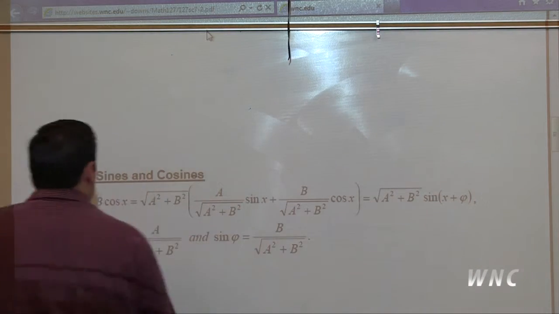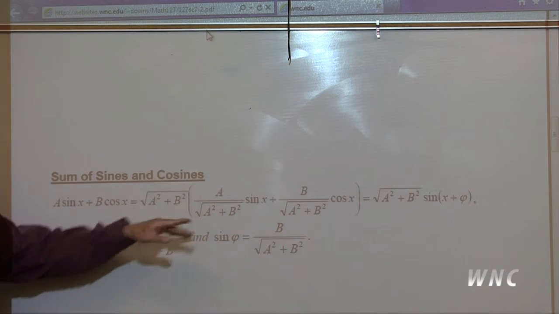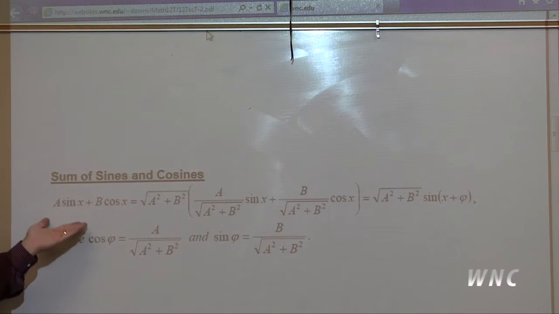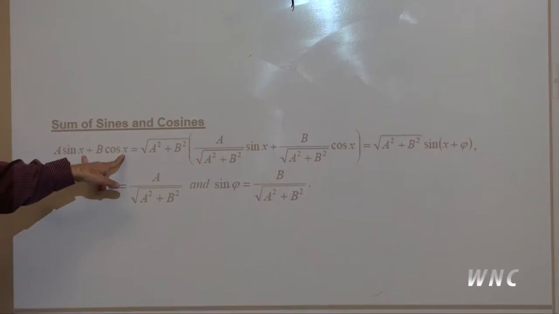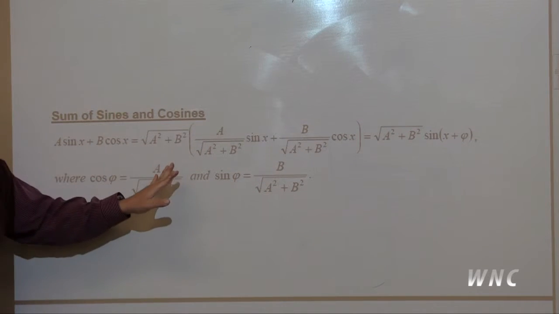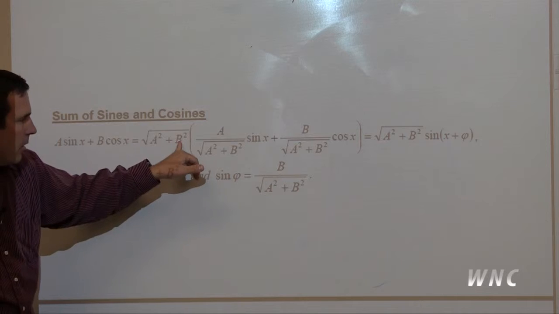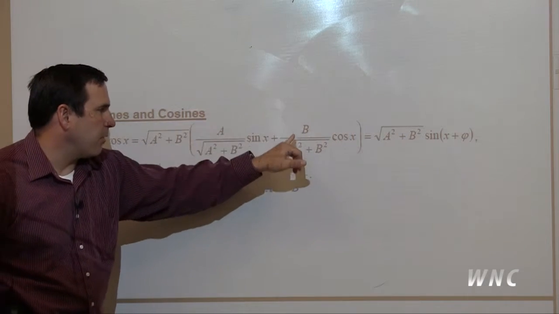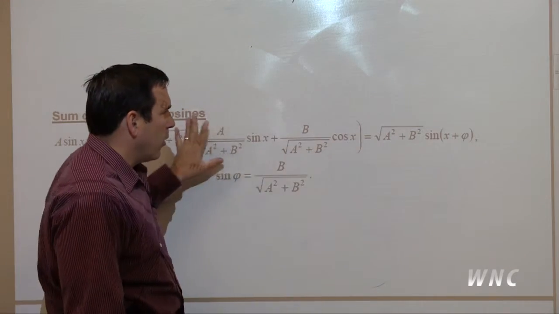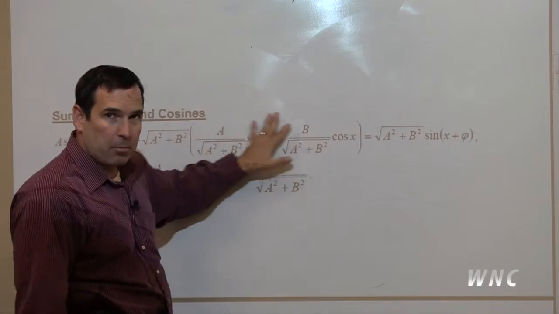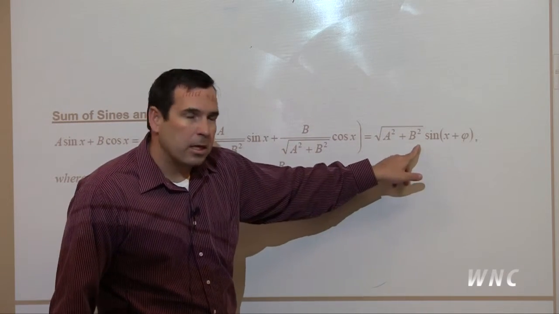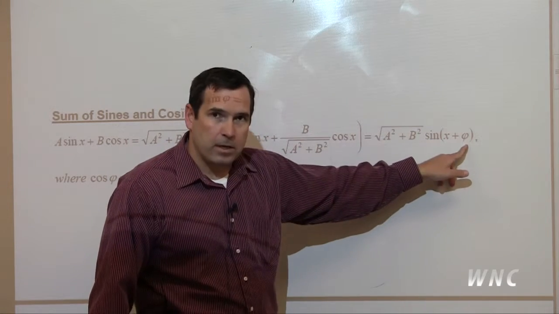Now, to sum up a sine and a cosine, for example, like you have a sine x plus b cosine x. By the way, a and b could be one, they could be something else, but they have to be the same angle as x. The sum is going to end up being square root of a squared plus b squared times a over a squared plus b squared sine x plus b over a squared plus b squared cosine x. Really, this step you can kind of skip. This is showing the development. This is the final answer. The square root of a squared plus b squared times sine of x plus phi.